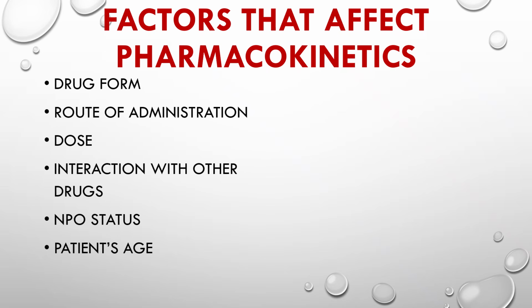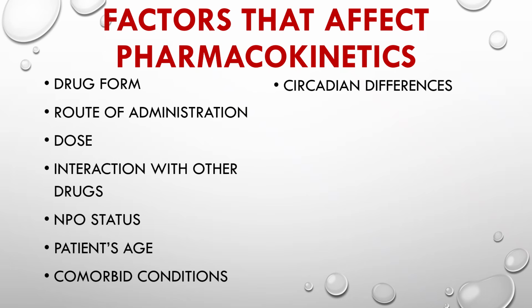The patient's age, so as we age, the liver, the kidneys, all of that starts slowing down. Comorbid conditions, so this is whenever multiple things are happening. So if somebody has congestive heart failure or diabetes plus another condition that we're treating, that other condition can impact their liver or kidneys, and then that can impact their pharmacokinetics. Circadian differences, this is one that you probably don't really think about, but this is your sleep patterns that can impact how the drug gets processed.